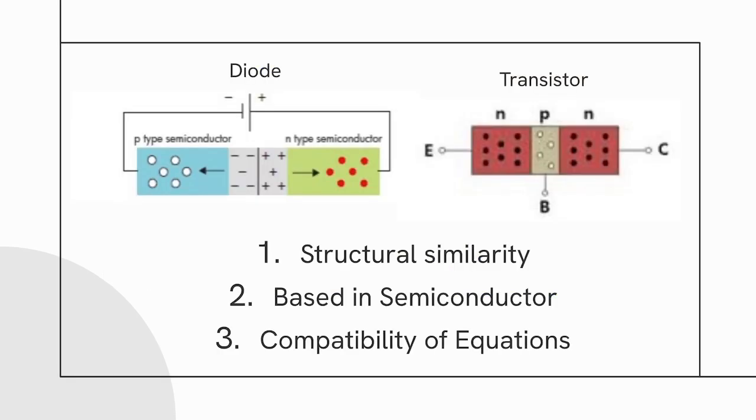The table above shows the circuit symbols of the transistor and the diode. As you can see in the table, both of these elements are based on semiconductors, so you can see that their structures are quite similar. Therefore, the current equations of the two elements are compatible, so you can understand the current equation of the transistor through the Shockley diode equation.